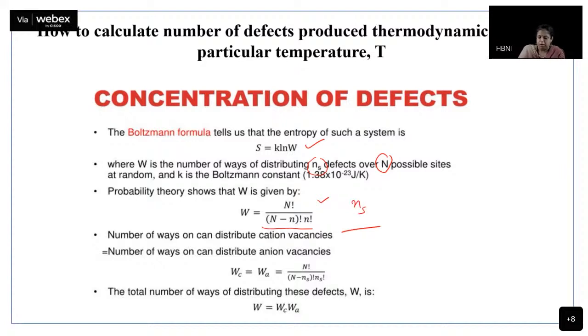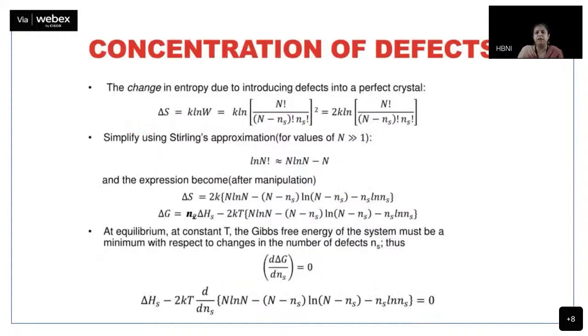Now, if I'm creating a Schottky defect, we'll talk about that, a Schottky defect is a pair of defects, a cation defect and an anion defect, and these will be equal in number. So the number of ways I can create cation vacancies is this. Similarly, the number of ways I can create the anion vacancies would be the same. So W_C is equal to W_A. Total number of ways, because when I take out one cation, I have to take out one anion also to maintain electroneutrality, will be the multiplication of W_C and W_A. So total W is W_C into W_A.